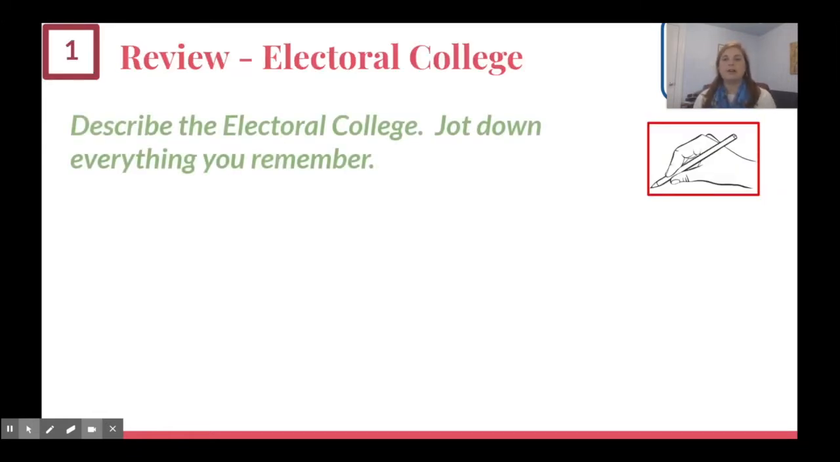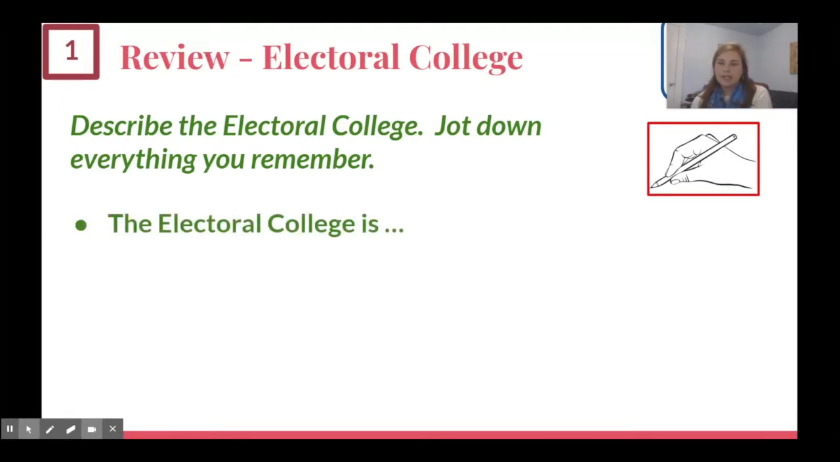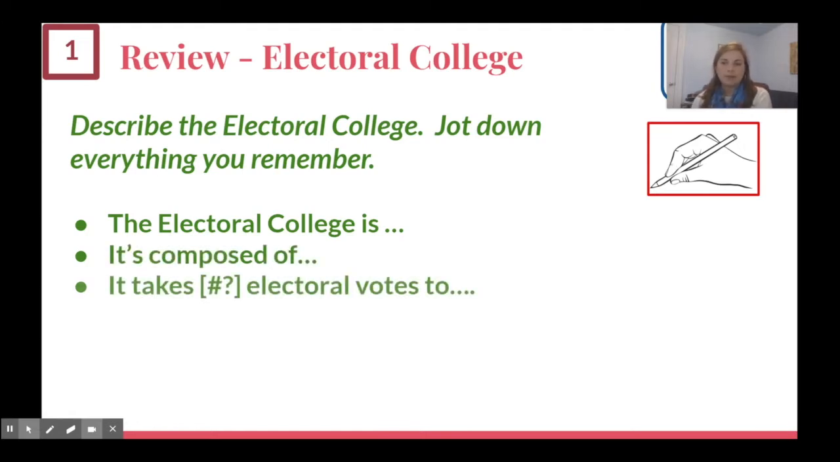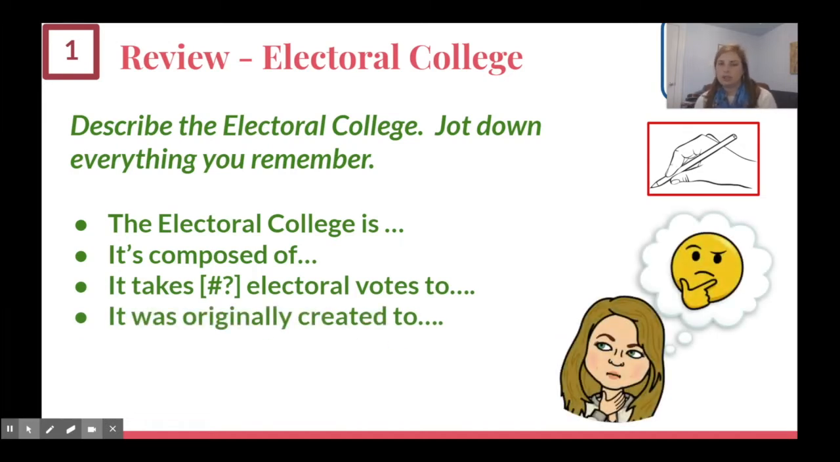Okay, so let's start with our super quick recap of what we learned from Ms. Howard about the Electoral College. So I want you to describe the Electoral College given what you learned in part 1. So I want you to take 2 minutes and jot down everything you remember. If you're feeling lost, here are some helpful starting points. So the Electoral College is, it's composed of, it takes what number of electoral votes to, it was originally created to. So think about those sentence starters and then you finish them. Take 2 minutes to jot down your thoughts. Pause the video in 3, 2, 1.